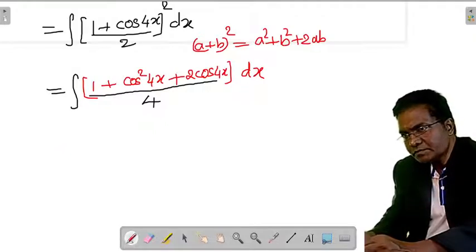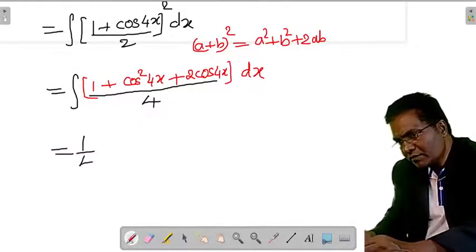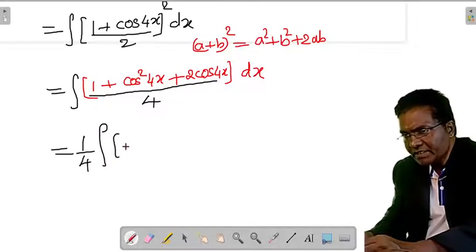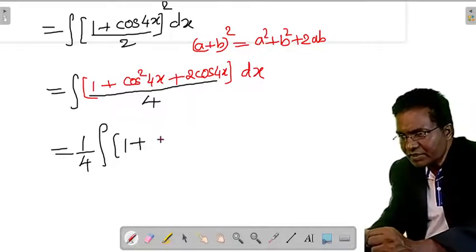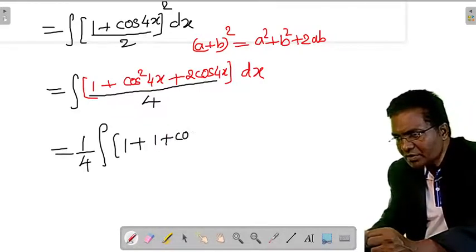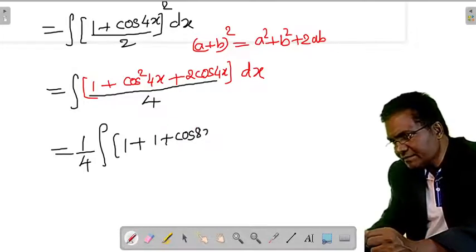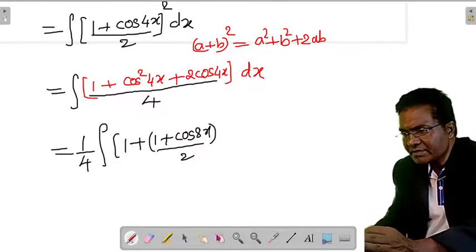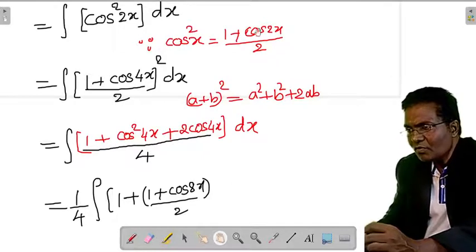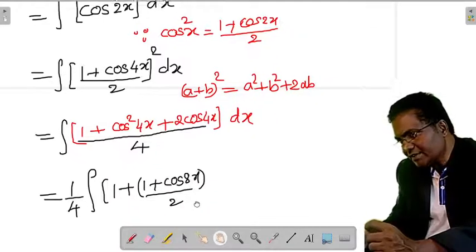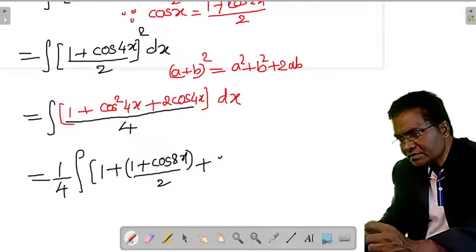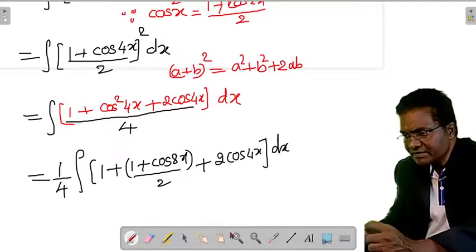Which is equal to 1 by 4 outside, integration of 1 plus, now again you got cos square 4x, so cos square again you write as (1 plus cos 8x) by 2. As I mentioned earlier, cos square x means (1 plus cos 2x) by 2, so similarly here it is 4x, you will get its double 8x, plus 2 cos 4x as it is, into dx.